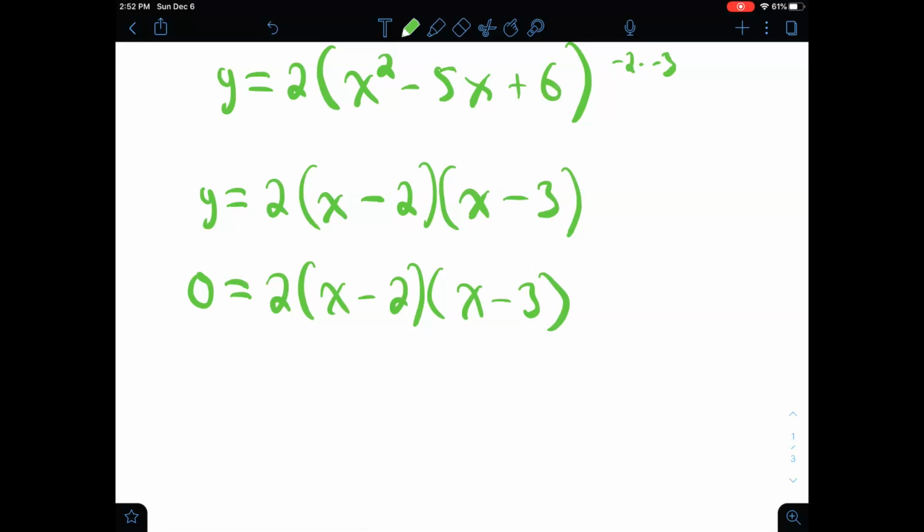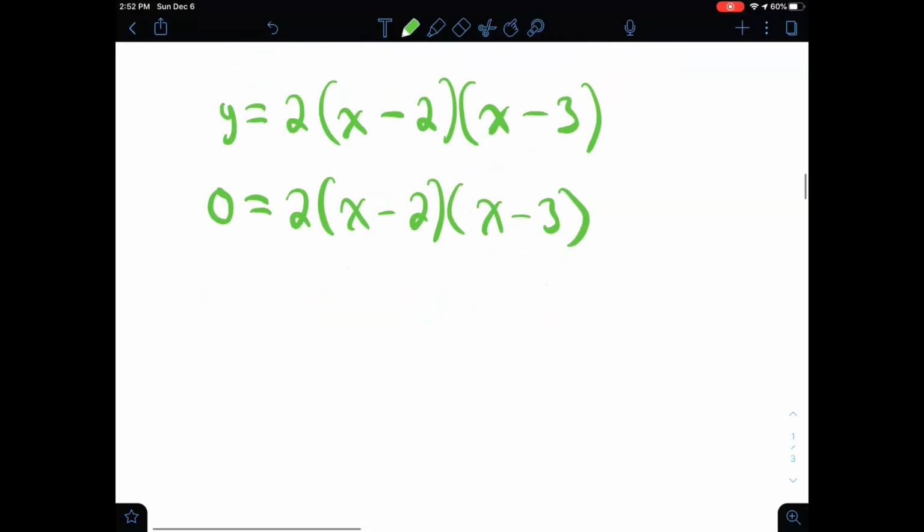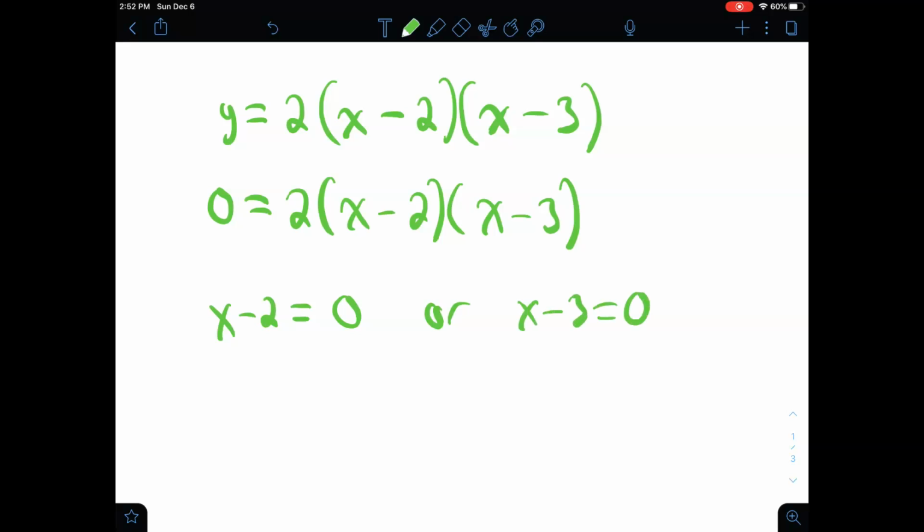So now we need to go ahead and solve for each part here. We don't need to worry about the 2. The 2 is kind of its own thing. We only want to worry about stuff where there's an x. That's what we're going to set equal to 0. We're not going to set 2 equal to 0 because that doesn't make sense. 2 does not equal 0. We can't do anything with that. But we're going to set each binomial, I guess, or each factor equal to 0. So we're going to do x minus 2 equals 0 or x minus 3 equals 0.